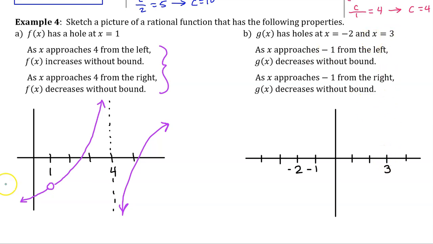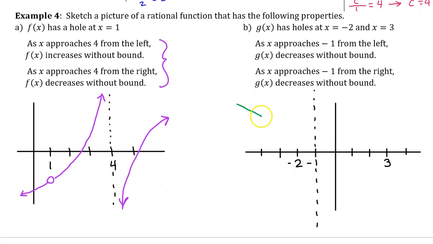I'll come back to that. As x approaches -1 from the left, g of x decreases without bound. As x approaches -1 from the right, g of x also decreases without bound. That sounds like a vertical asymptote at x equals -1. Let's draw that.